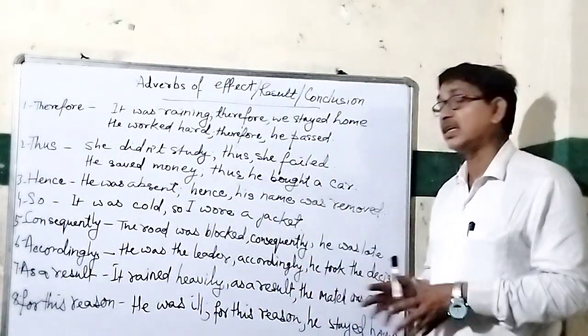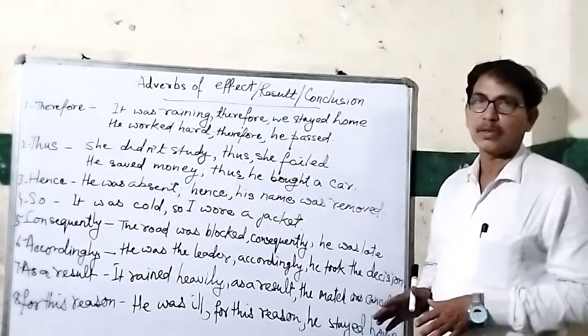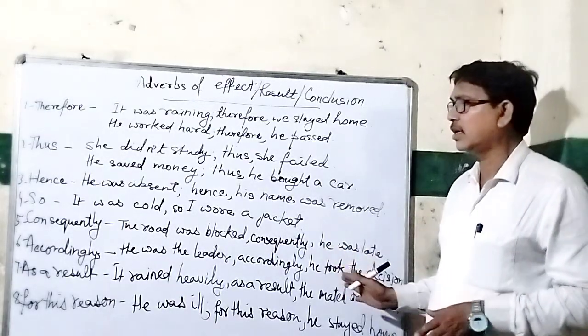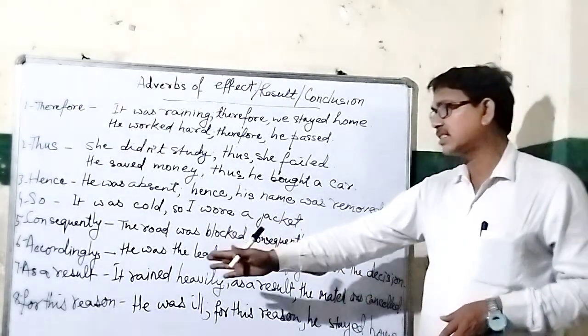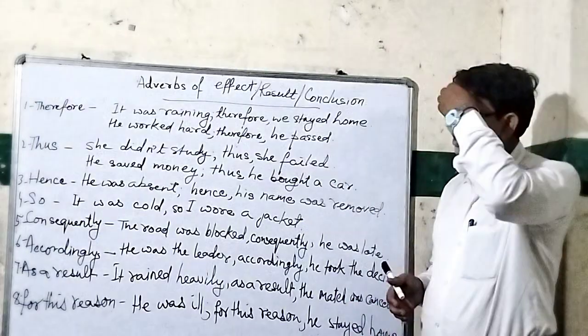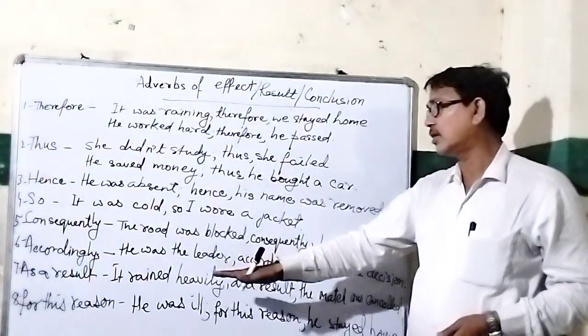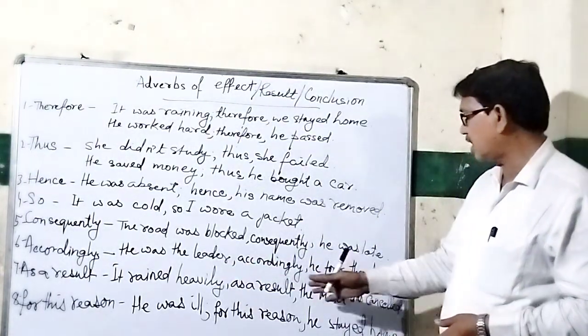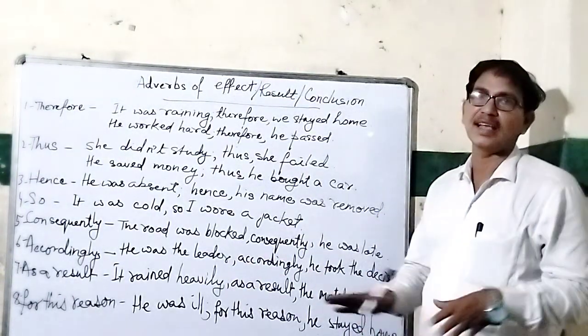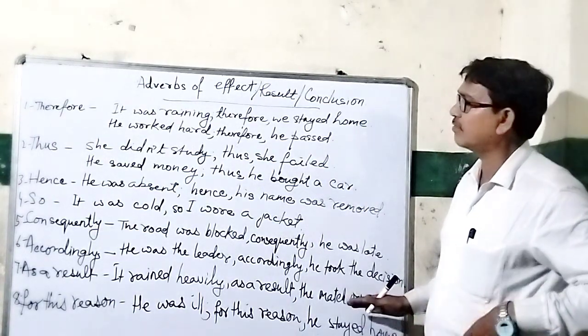Accordingly, he was the leader. Accordingly, he took the decision. He was the leader, he took the decision. As a result, I have used many times in place of consequently. As a result, it rained heavily. As a result, the match was cancelled. This was the result, this was the conclusion, this was the effect.